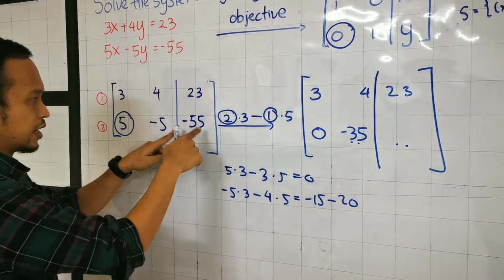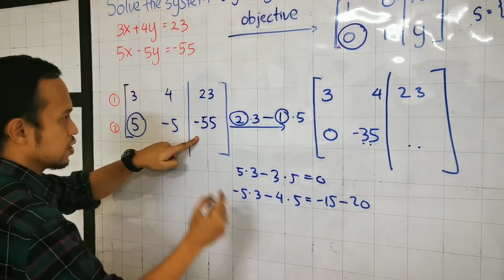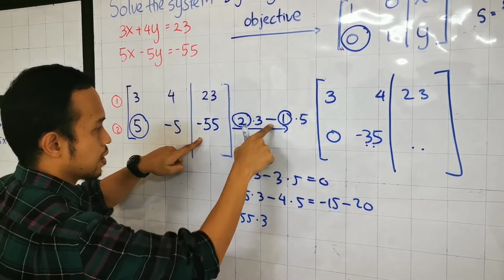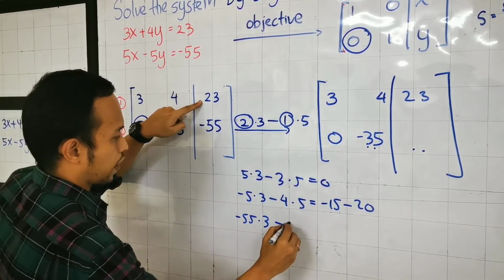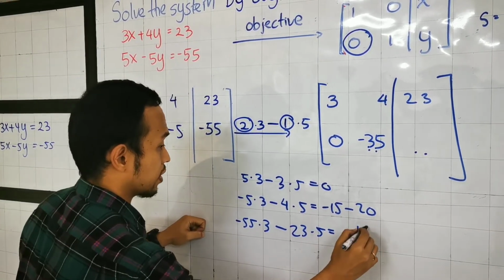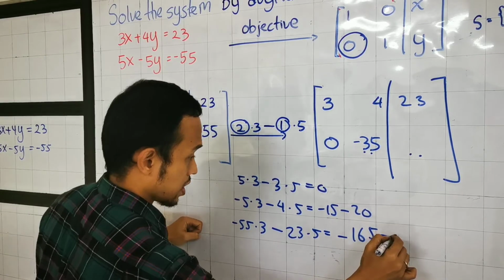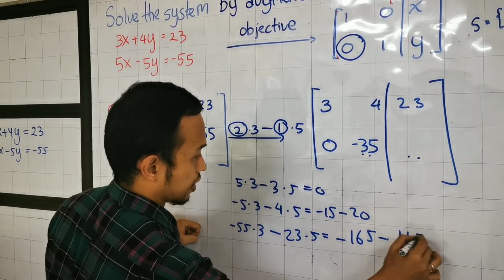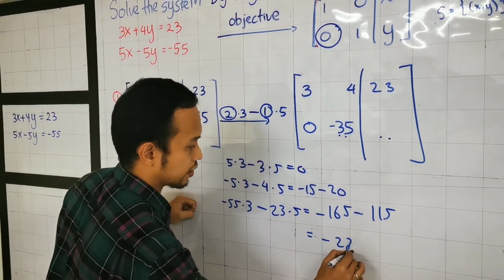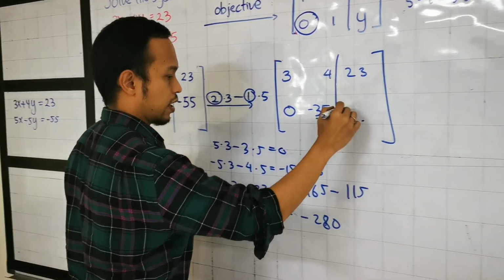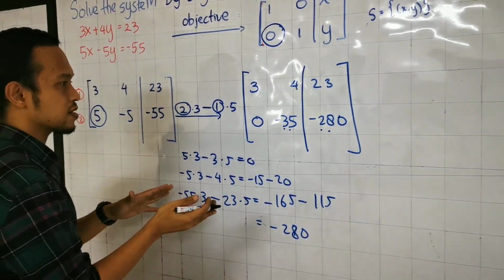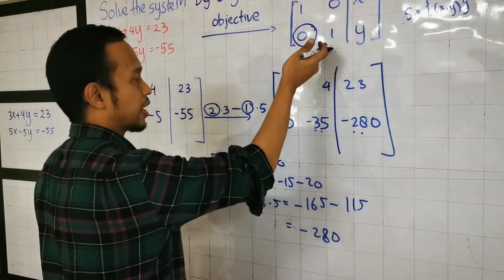And the last one is this one. So it is negative 55 multiplied by 3 minus 23 multiplied by 5. So it equals negative 165 minus 115. So in the end it equals negative 280. Okay, we are done with the first step. So let's go to the second one.